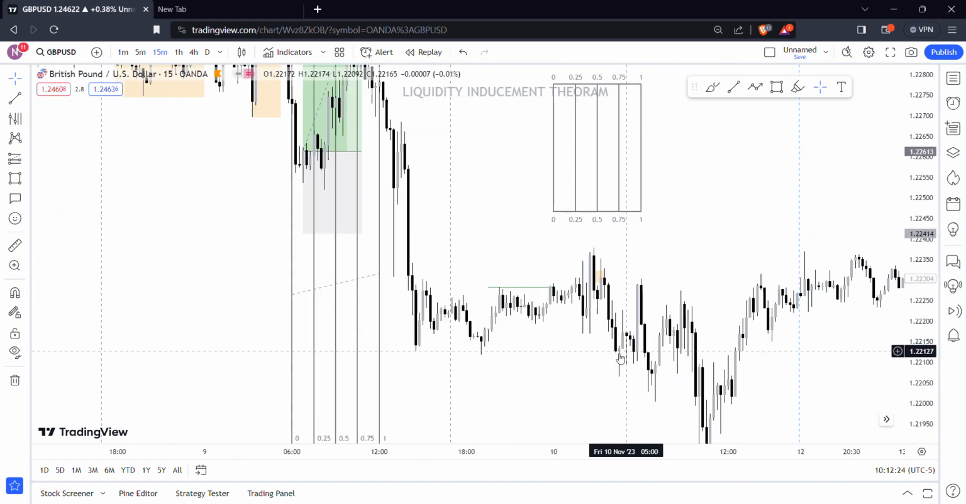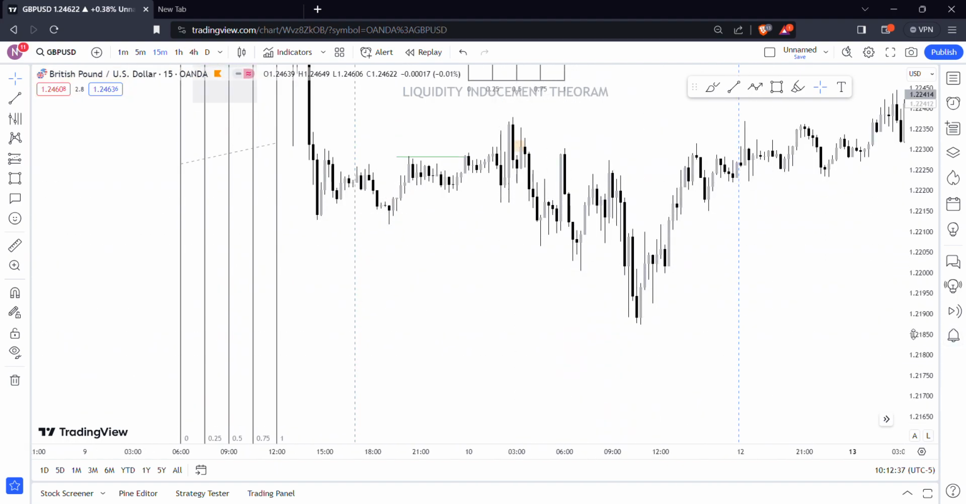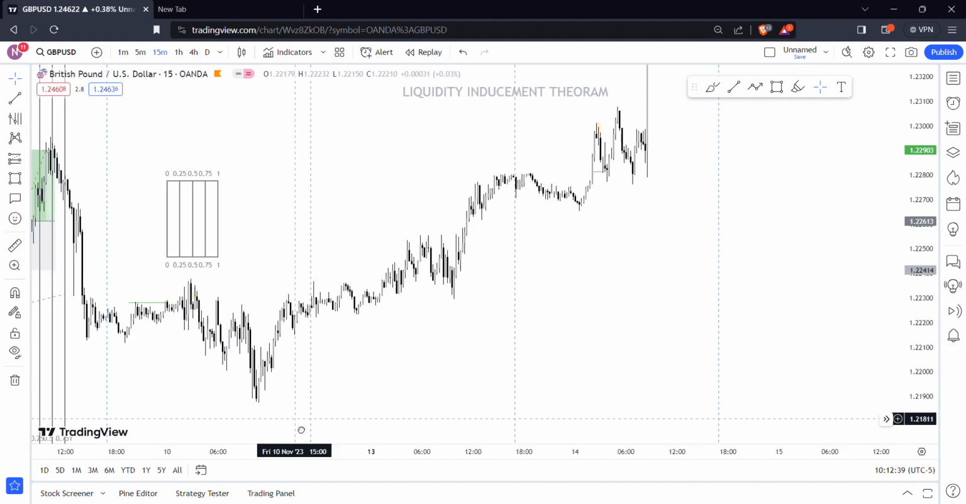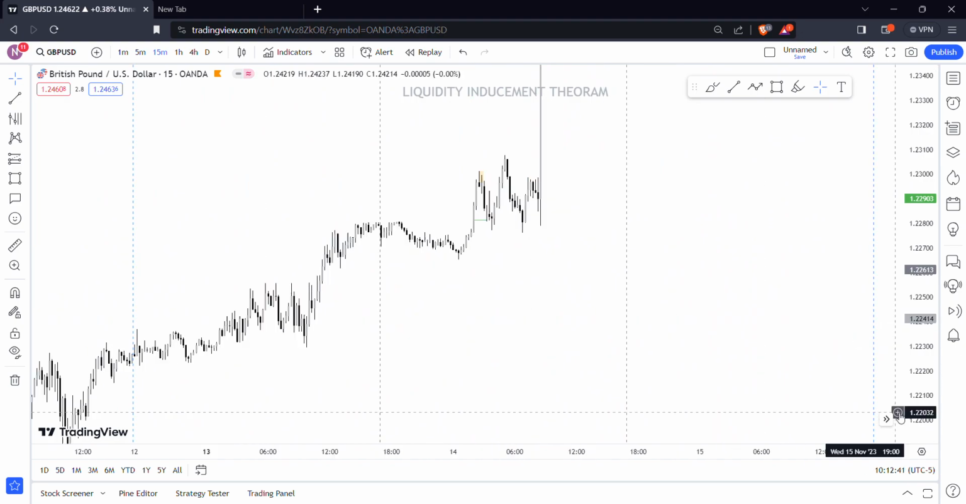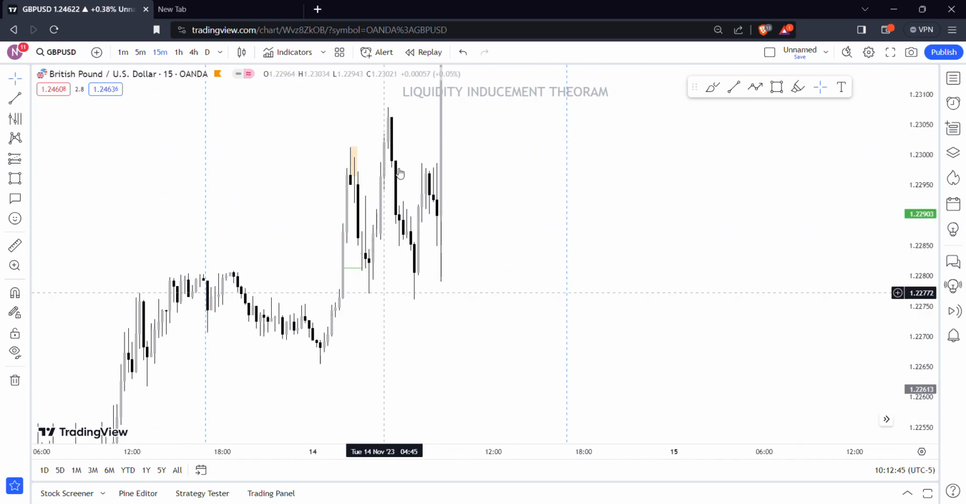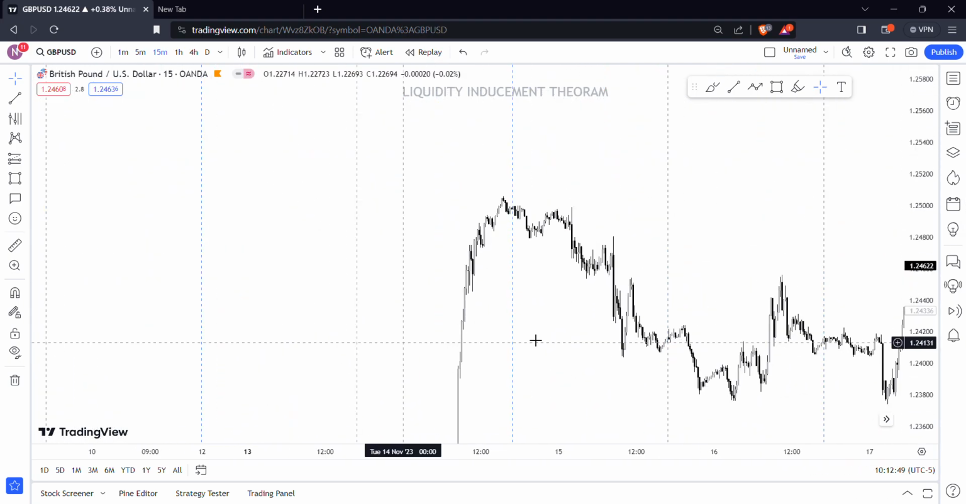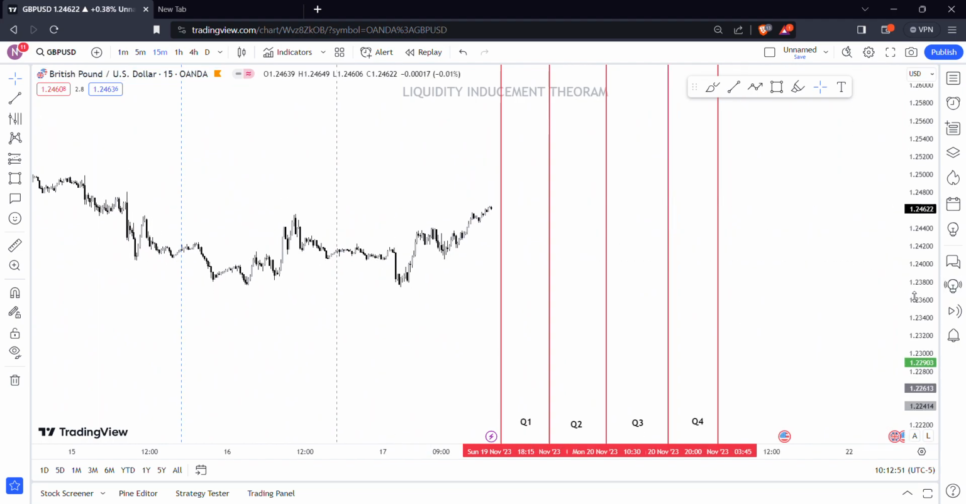This is a very important topic. Every day it happens. If you see here, the same thing happens: building up of orders, accumulation. At the second quarter, it got swept, then distribution. The same cycle happens over and over again. If you see this day: accumulation, manipulation, sweep, and then the price continues because of the high time frame cycle.